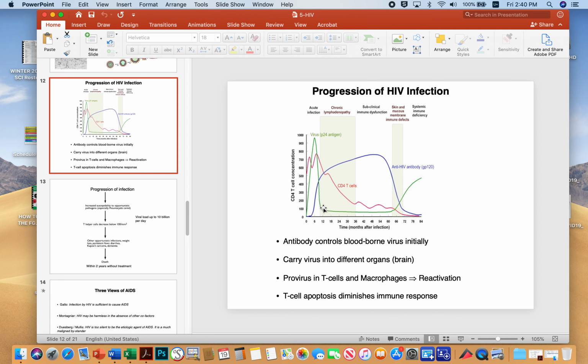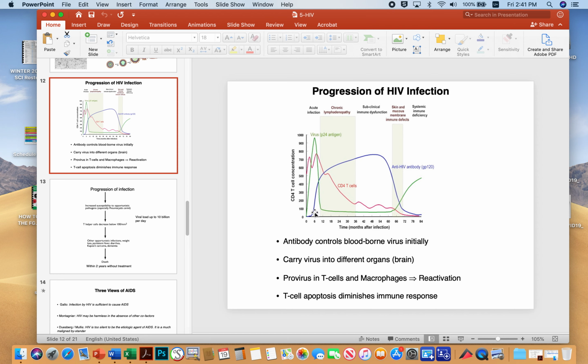And then up here you can look at the clinical presentation. In an acute infection, you don't see anything yet, or the individual may experience flu-like symptoms. Here is the chronic lymphadenopathy phase, where because there's so much inflammation and a vigorous immune response, the individual has swollen lymph nodes, typically in the neck. And then there's some subclinical immune dysfunction in this phase here, as the virus starts to build up and then eventually starts to be released into the bloodstream.